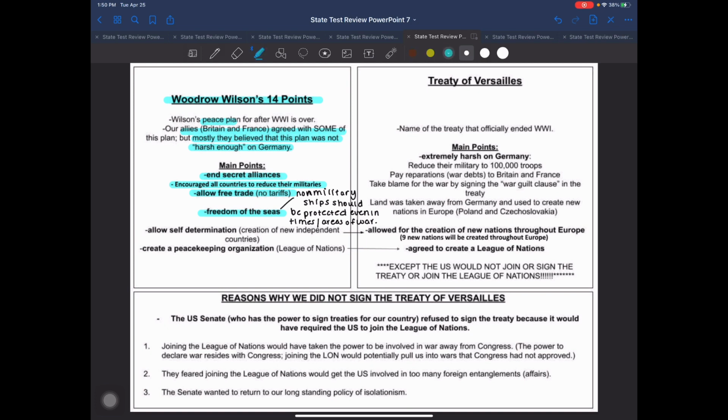Another thing he wants to address is, again, one of those causes of the war, which was nationalism. He says, hey, those people groups in Europe that want their own countries and want to rule over themselves, they want self-determination, let's give it to them. Let's give the Slavic community their own identity as a nation.